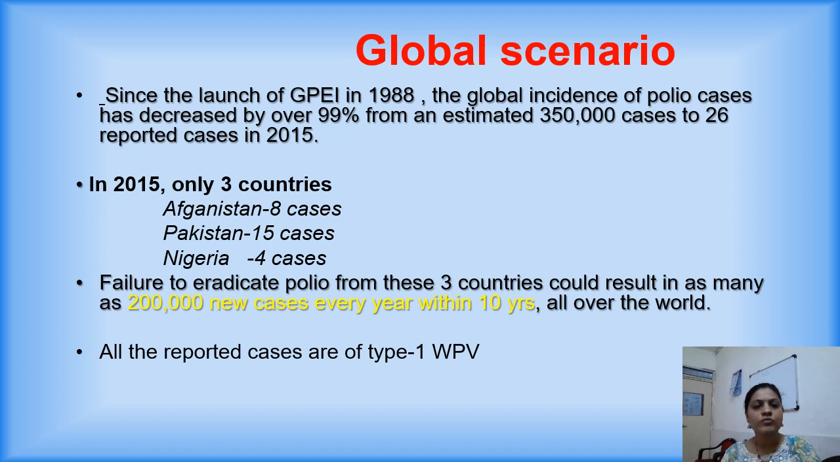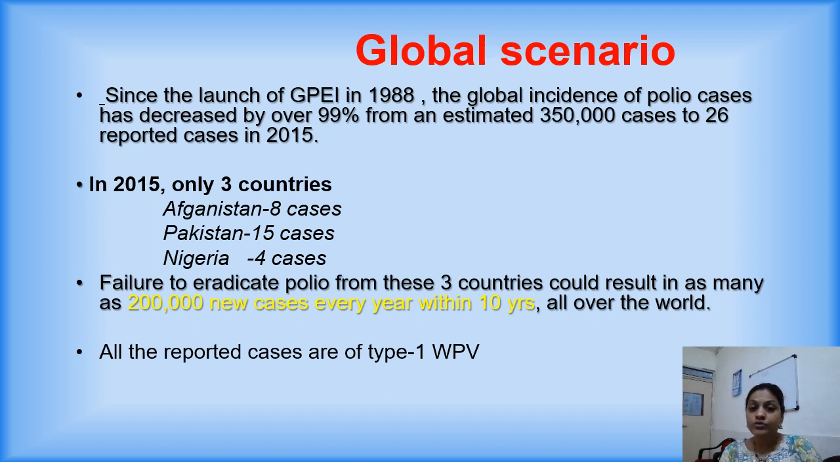Since the launch of the Global Polio Eradication Initiative in 1988, the global incidence of polio cases has decreased by over 99%, from an estimated 350,000 cases to 26 reported cases in 2015. In 2015, only 3 countries, Afghanistan, 8 cases, Pakistan, 15 cases, and Nigeria, 4 cases, showed active transmission of the virus.